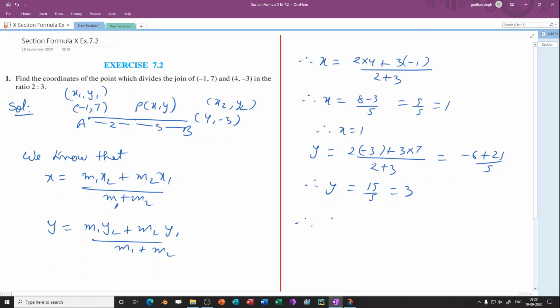Therefore, the point which divides the join of -1, 7 and 4, -3 in the ratio 2:3 is P, and we write the coordinates of x and y both in the form of a point, that is 1, 3. So 1, 3 is the required point. This is how we'll do question number 1.